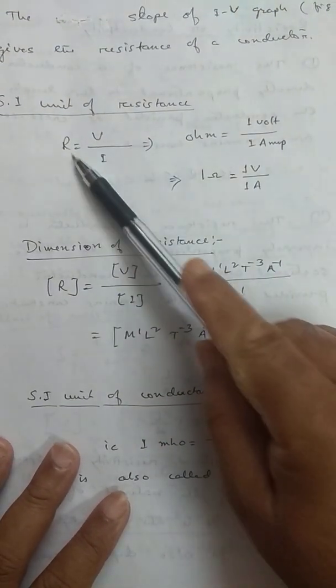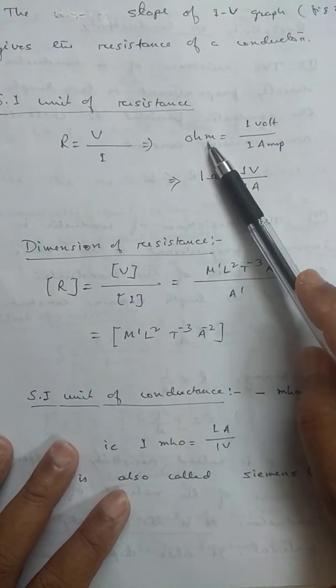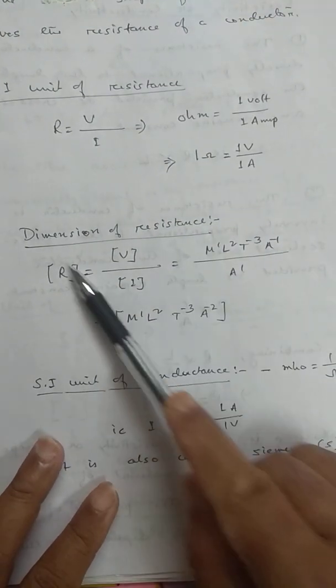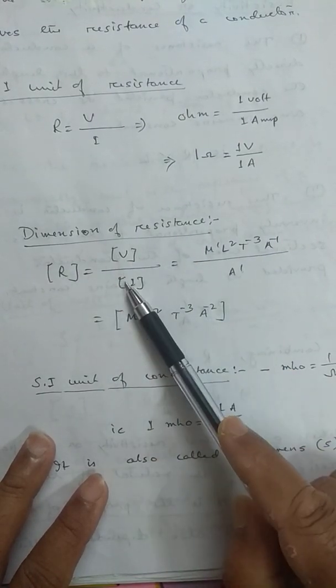What is the SI unit of resistance? It is ohm. 1 ohm means 1 volt by 1 ampere. This is the symbol. What is the dimension of resistance? R is V by I.